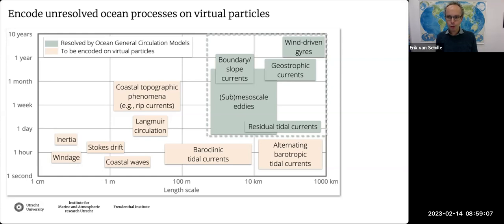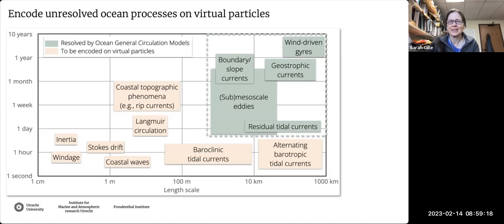Maybe he would be a good person to also have in this seminar series at some point, to talk about what Stokes drift really means in a global context. That is a suggestion. Big questions. Yeah.